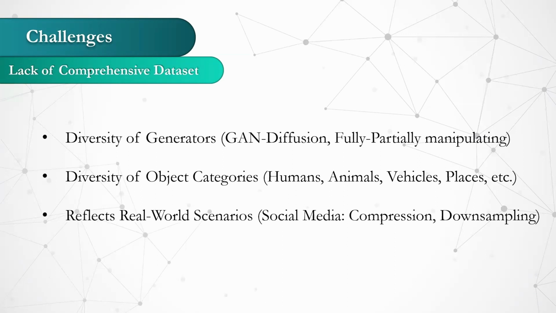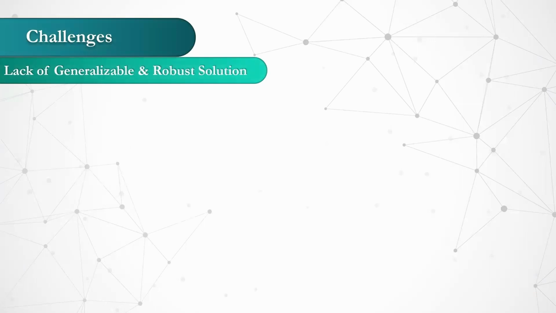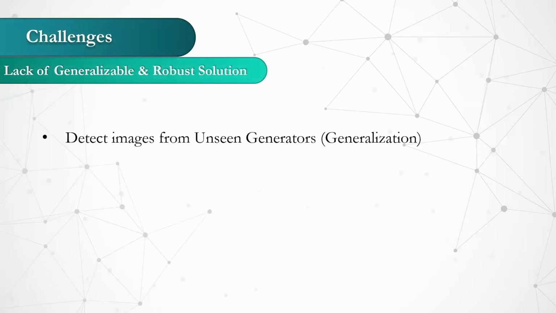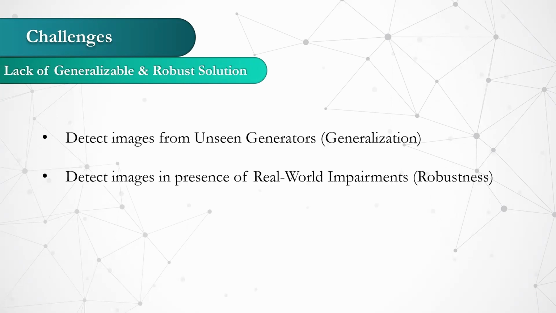Lastly, in order to reduce image size, compression and downsampling methods are often applied to images, which can impact the artifacts utilized to detect synthetic images. Such real-world impairments often need to be considered for a comprehensive dataset. Another challenge in synthetic image detection is the lack of a generalizable and robust solution that can handle unseen cases of generators, and works even with real-world impairments such as compression and downsampling.